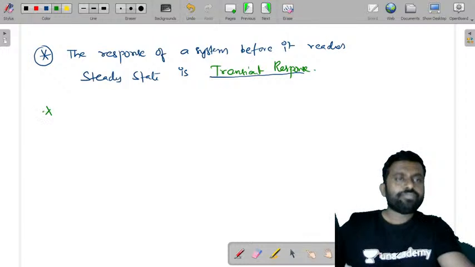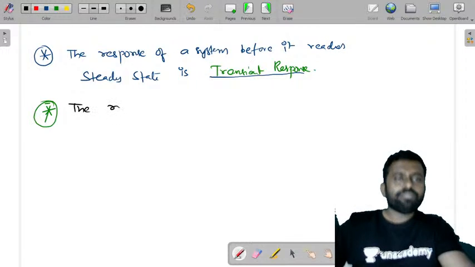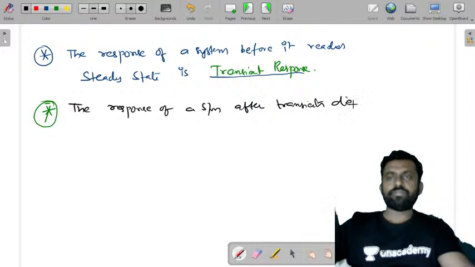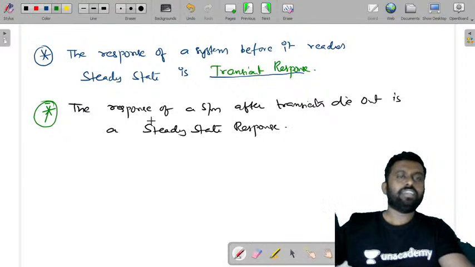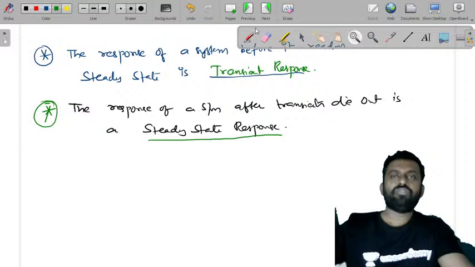And let me write the response. The response of a system after transients die out is known as a steady state response, that I told you just now. Steady state response. And this transient response, as I have told you, can be of two types.